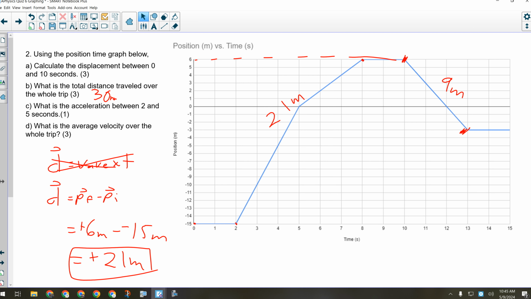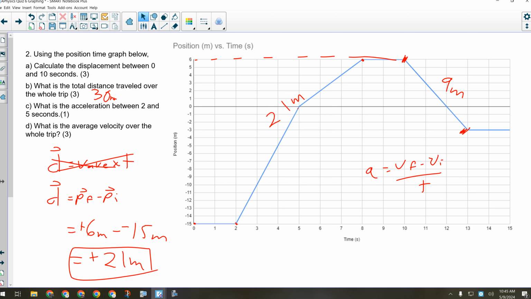Question C. I do this, spoiler alert, on tests all the time in the written response section. Just like this. What is the acceleration between 2 and 5 seconds? What do you suppose people do? Yeah, they go, oh, I can calculate acceleration. And then they plug in 0 and 15, and then they divide it by 5 seconds, or by 3 seconds.